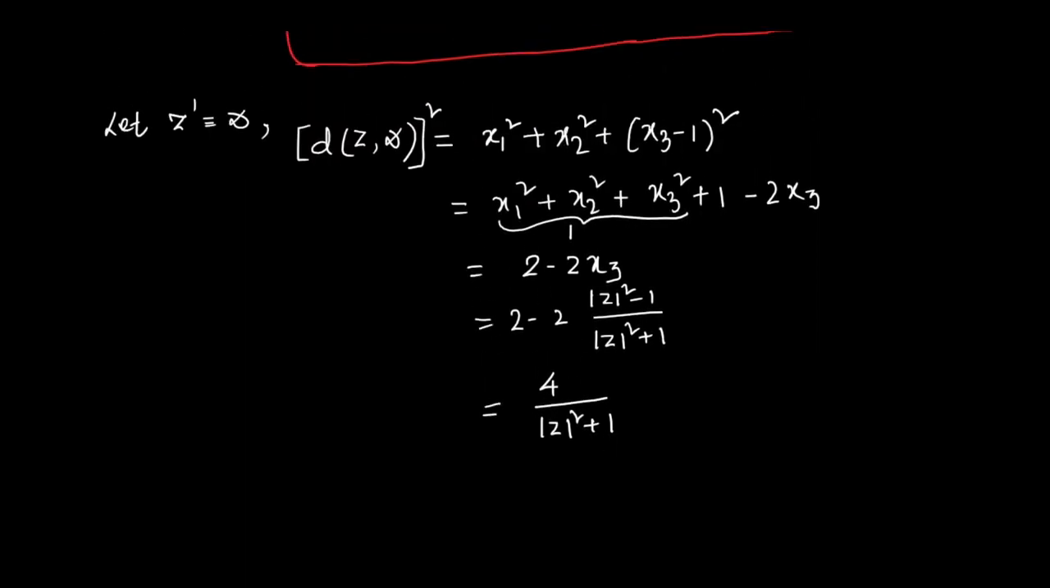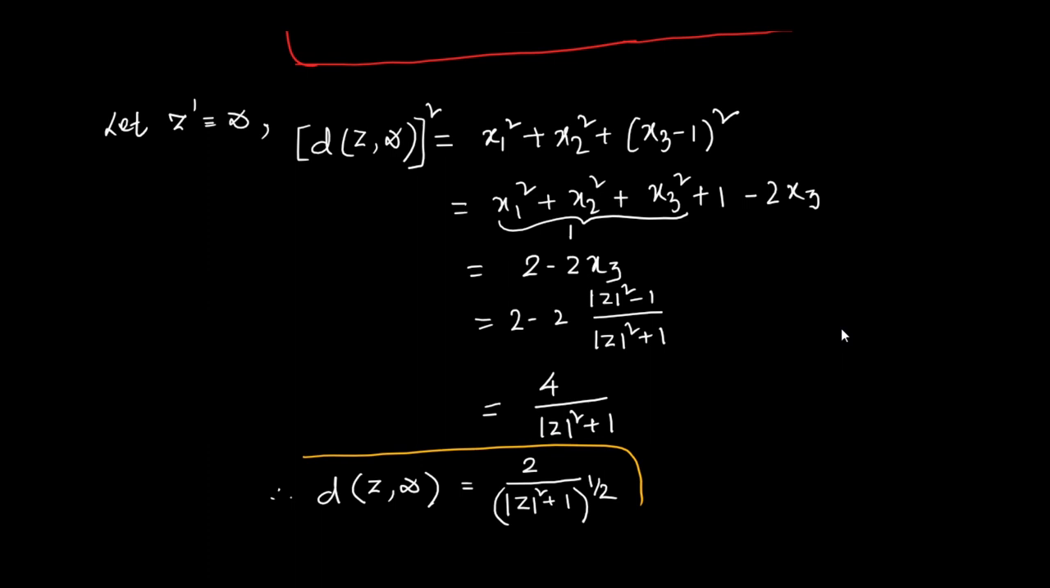Therefore, we get the distance of infinity from any point z in the extended complex plane, as per the definition of distance in this context, will be 2 by mod z square plus 1 whole to the power half. So, a beautiful observation, and we are seeing how to measure the distance of infinity from any point z. You plug in the value of z, you get the distance of this particular point of infinity from your choice of z.